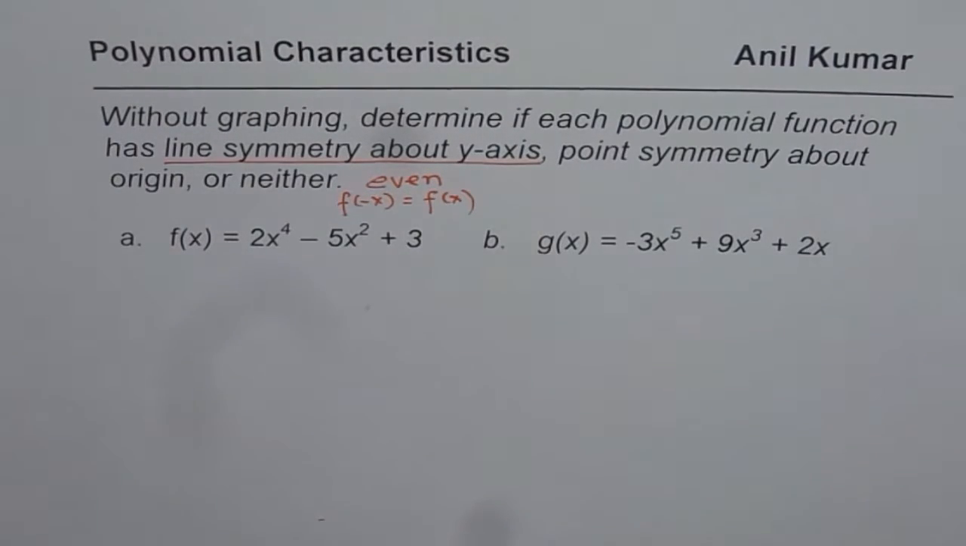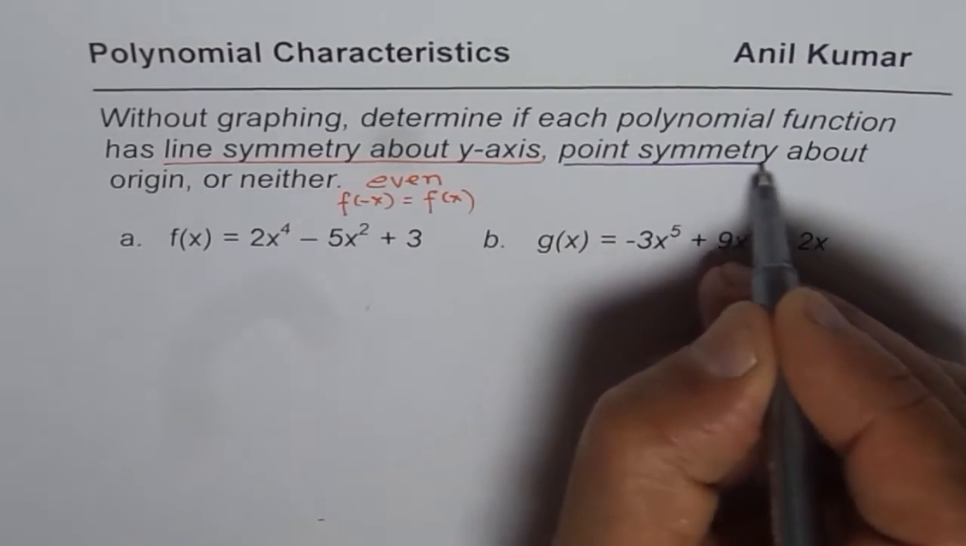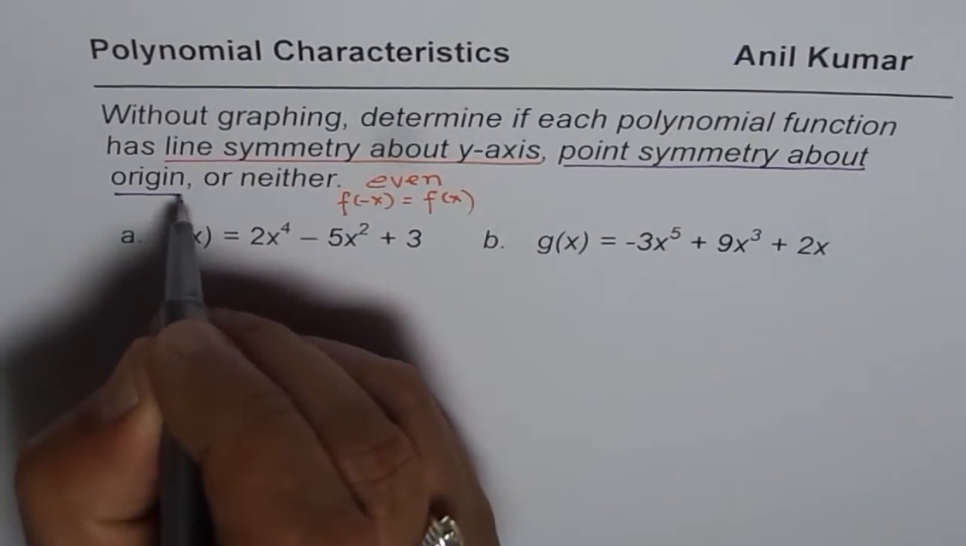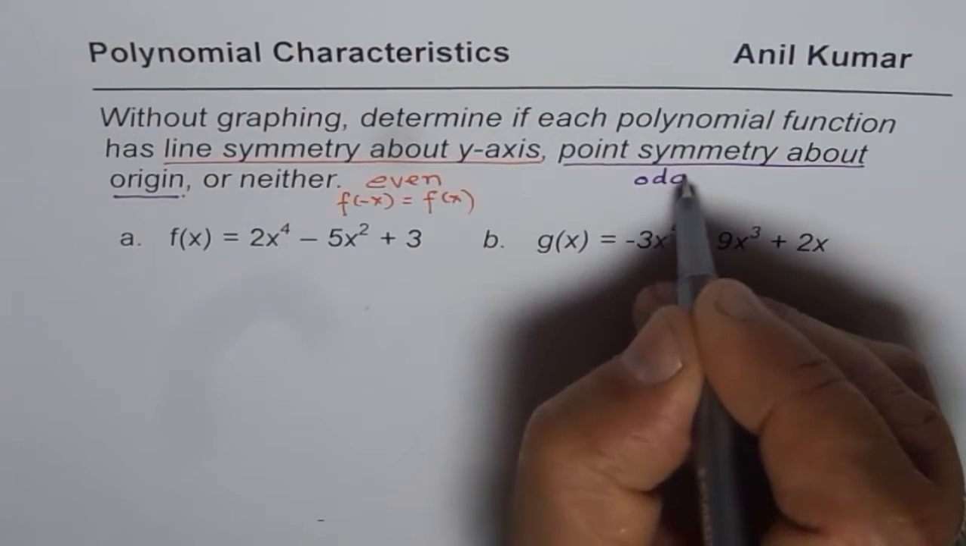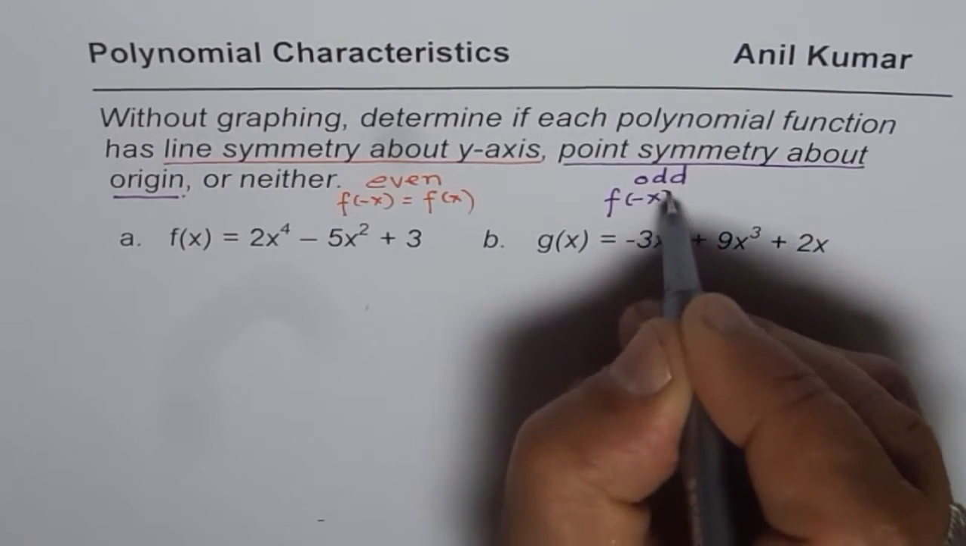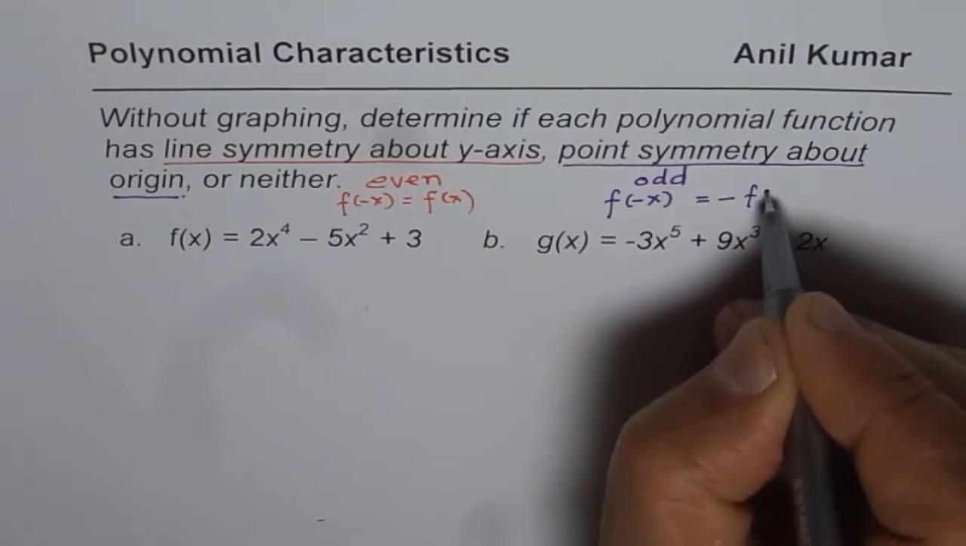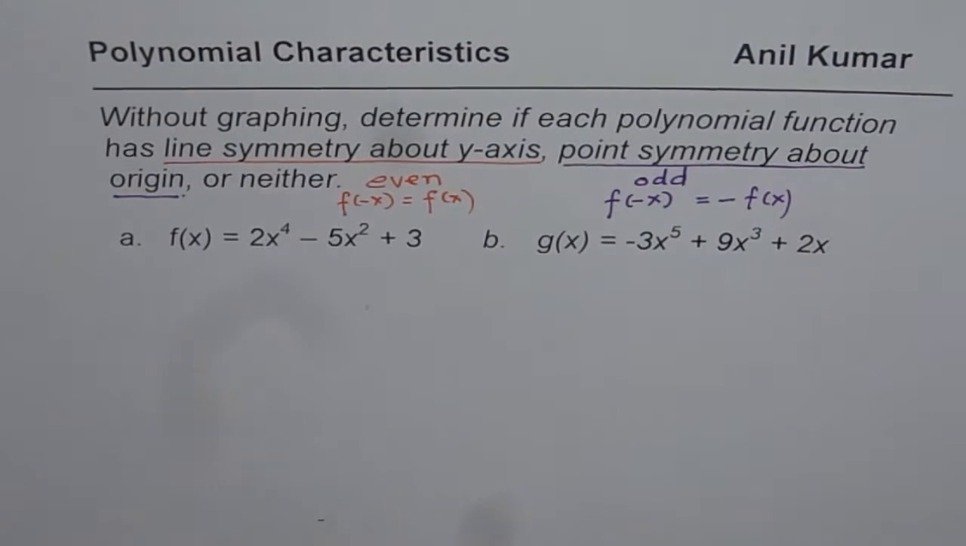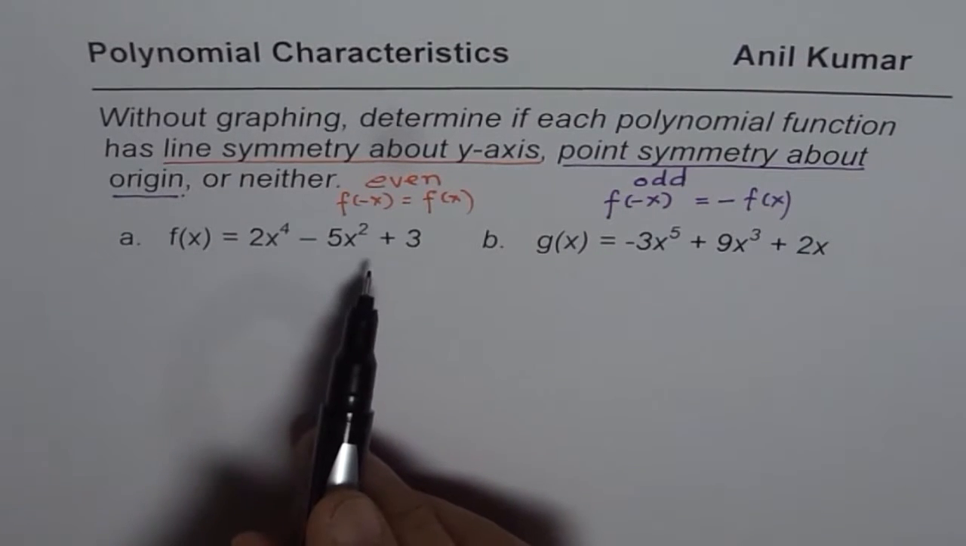Now let us also understand what it means by point symmetry, right? So point symmetry about origin means that the function is odd and f of minus x is equal to minus f of x. That is the meaning, correct? Now once we know the meaning, let's try to prove whether these functions are even, odd, or neither, or whether they have line symmetry about the y-axis, point symmetry about origin, or neither, right? So let me begin with the very first one.